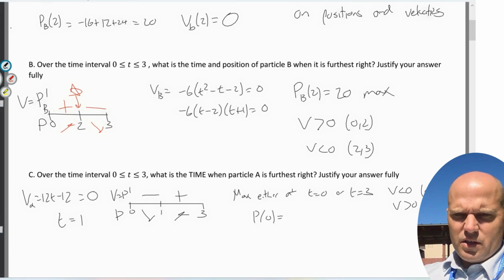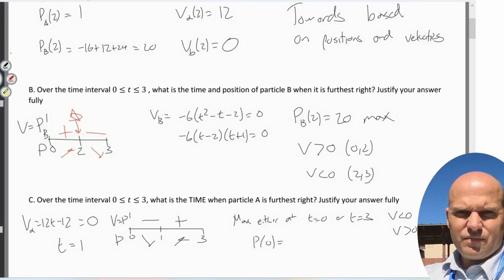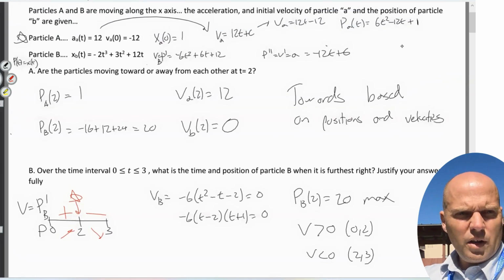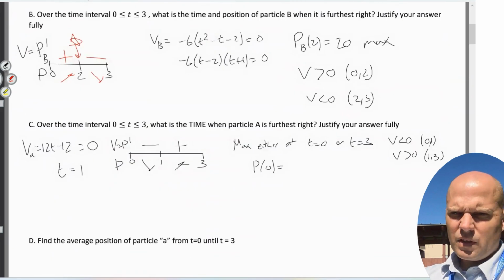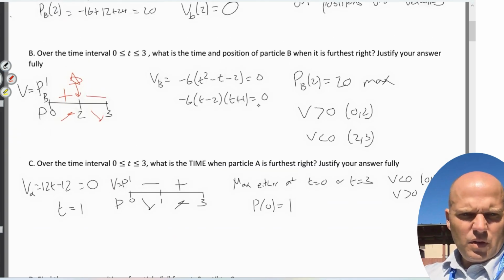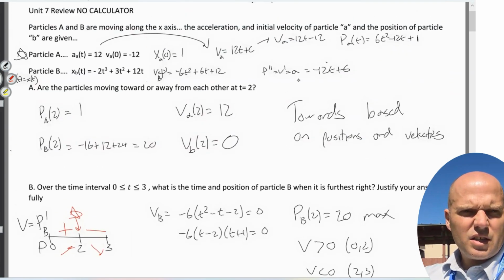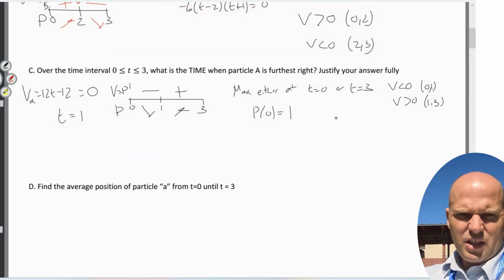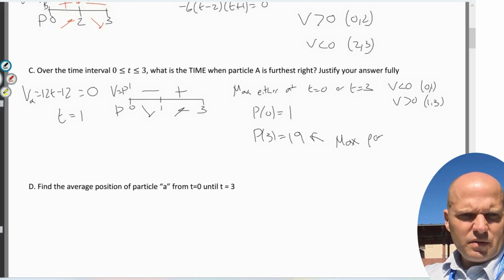P of 0 is, this is particle A, 1. P of 3 is 54 minus 36, which is 18, plus 1, which is 19. Max position.